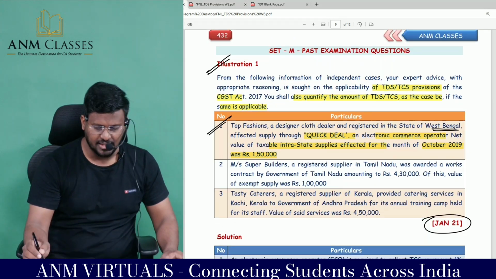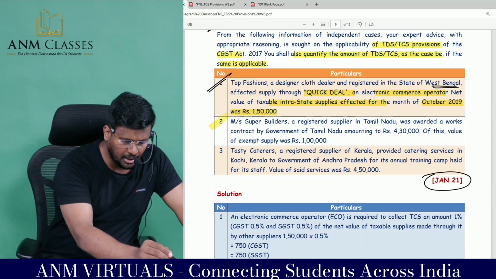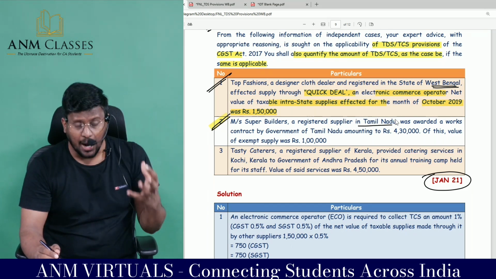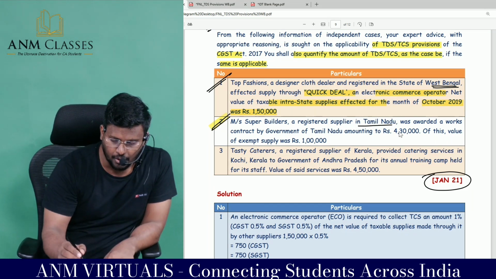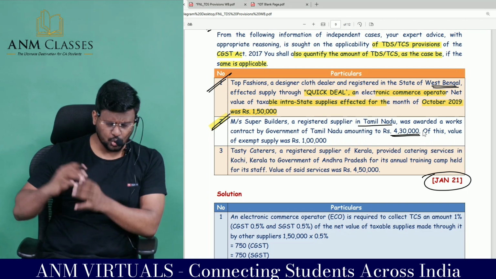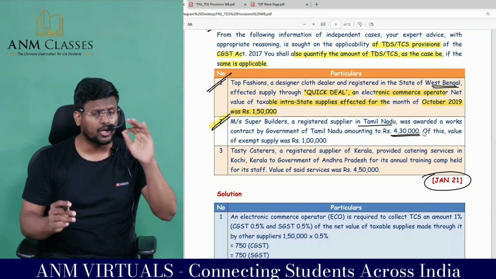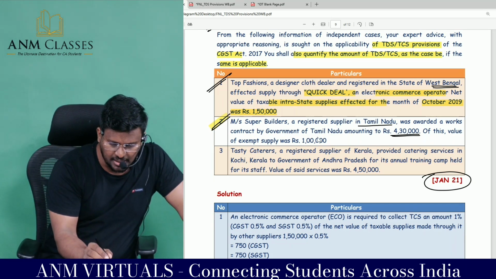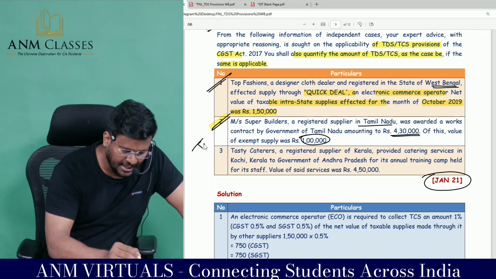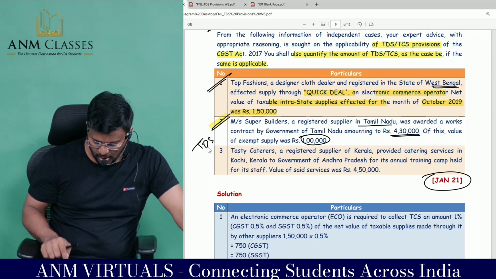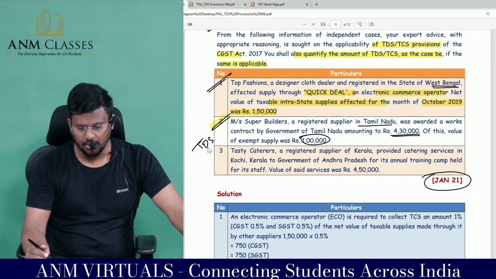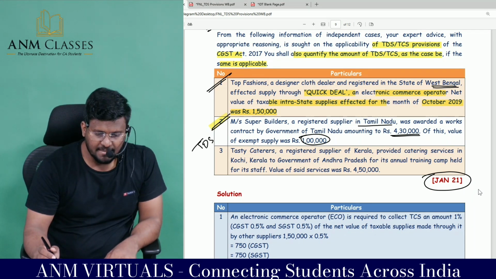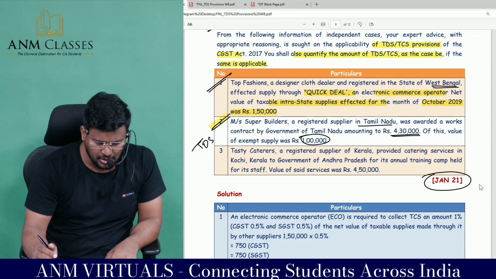Shall I read the second part of the question? Mrs. Super Builder, a registered supplier in Tamil Nadu, that means the supplier is situated in Tamil Nadu, was awarded a works contract by the government of Tamil Nadu amounting to how much? So the recipient is going to be the government of Tamil Nadu, a notified person, registered person. Of this, value of exempt supply, how much? So 4,30,000 minus exempt comes to 3,30,000. Sir, is it inclusive of GST or exclusive of GST? Is this 3,30,000 inclusive of GST or exclusive of GST?